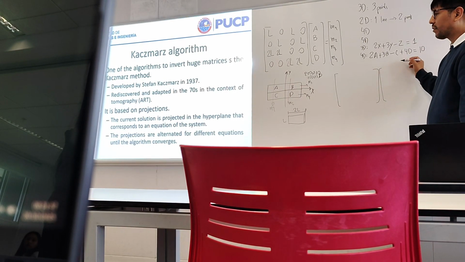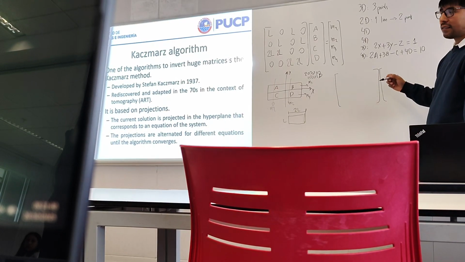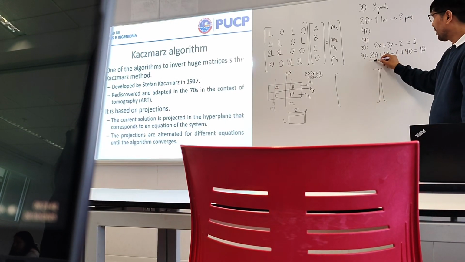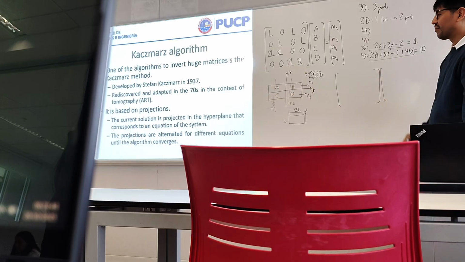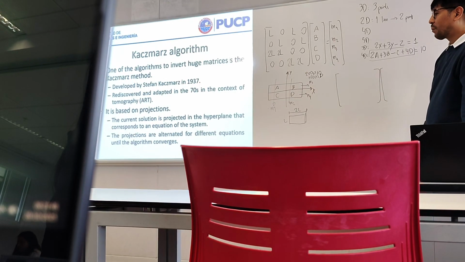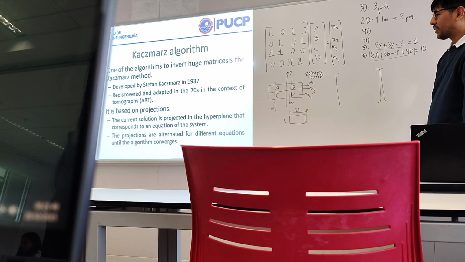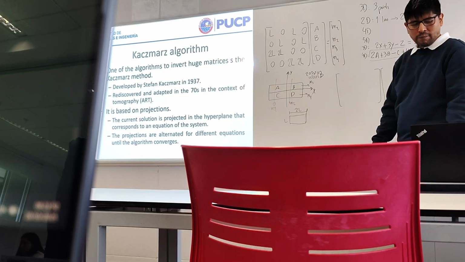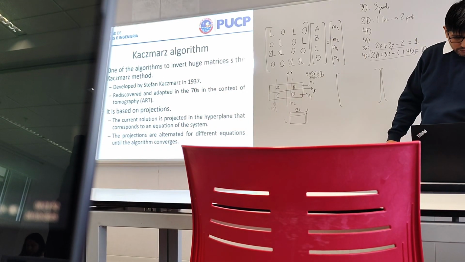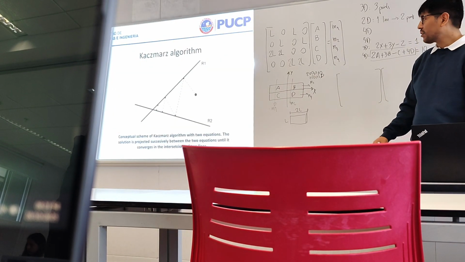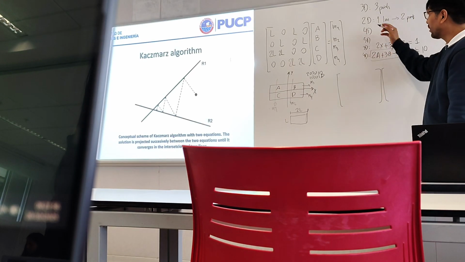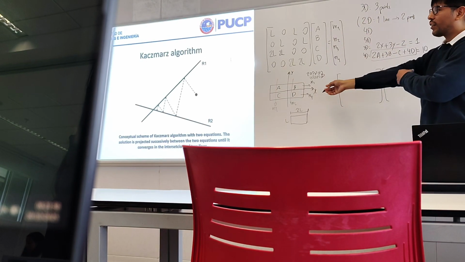So this is a hyperplane. So we need to project our current solution onto the hyperplane. The projections are alternated for different equations until the algorithm converges. And there is one example here in 2 dimensions, to try to see the nature of the algorithm.